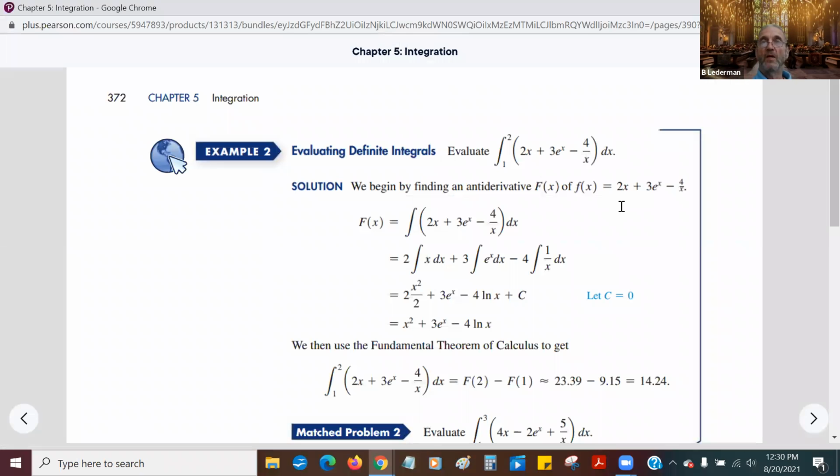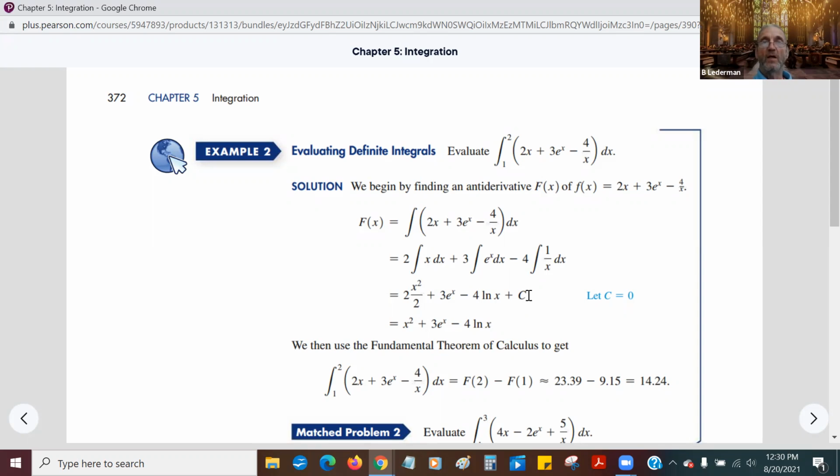So here we go. The antiderivative of 2x is x squared over 2, but we're multiplying it by 2, so the 2s are going to cancel. The antiderivative of e^x is e^x, so we get 3e^x. The antiderivative of 1/x is ln x, so we get minus 4 ln x.